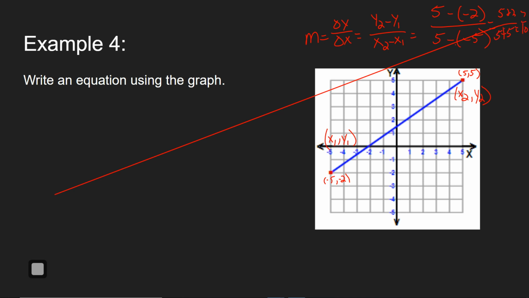So y equals 7/10 x plus our y-intercept, which is right here, right in the middle. This is 1.5. Or you could say this is 3/2. Or there's still one more way we could write this: 7/10 x plus 1.5. Any of those three would be acceptable for me.